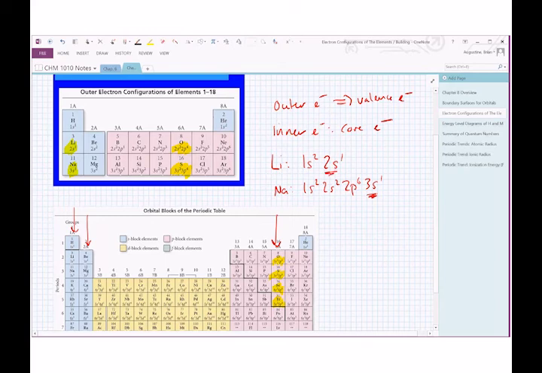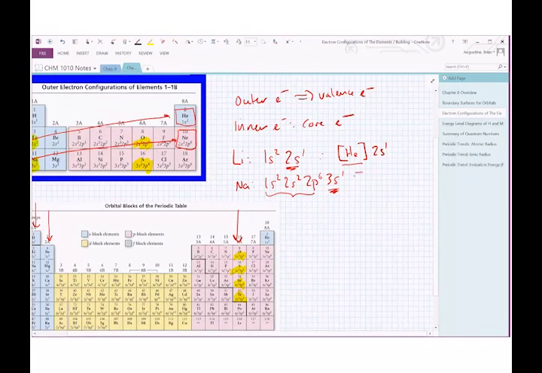There's a shorthand way we could write this by noting that the prior element on the periodic table is a noble gas, and it has the configuration of the core electrons. So a shorthand way of writing lithium, now lithium's kind of short anyway, we could write it in brackets this way. We write the noble gas core, and then we write the valence electrons. So for sodium, we would say neon, 3s1.